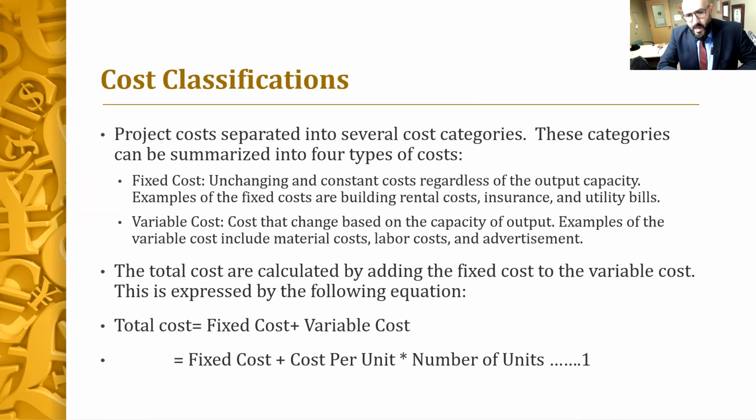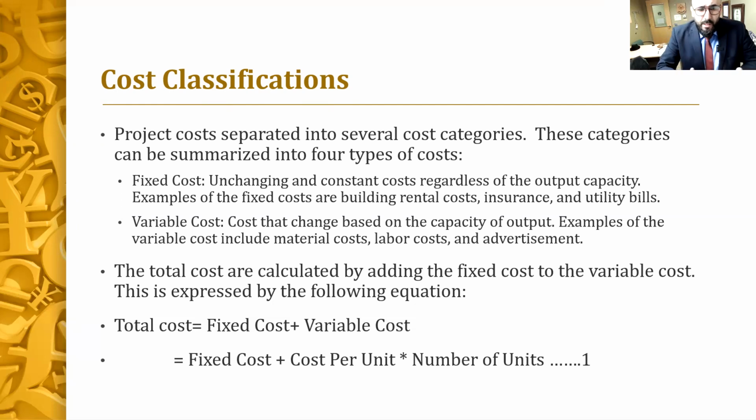Number two type of cost would be the variable cost, and these costs change based on the output, based on the capacity of your project. Examples of a variable cost would include material cost, labor cost, and maybe advertisement. So the more you advertise, the more money that you'll pay.